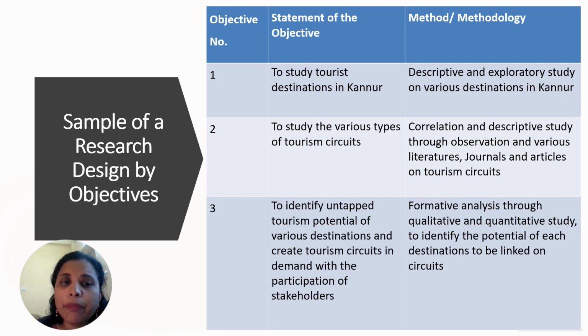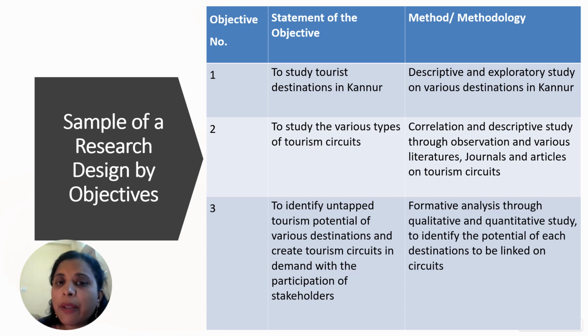This is a small sample of research design based on the objective. Once you define your objective, you need to mention what methodology will go for each objective. So I'll just quickly tell you. The first objective is to study tourist destinations in Kannur, which is a place in Kerala, India. Here the method which goes well is descriptive and exploratory. For exploratory, you go and explore the place, and you go with the descriptive style by collecting primary data from the tourists or officials, whosoever is there in your study as a sample.